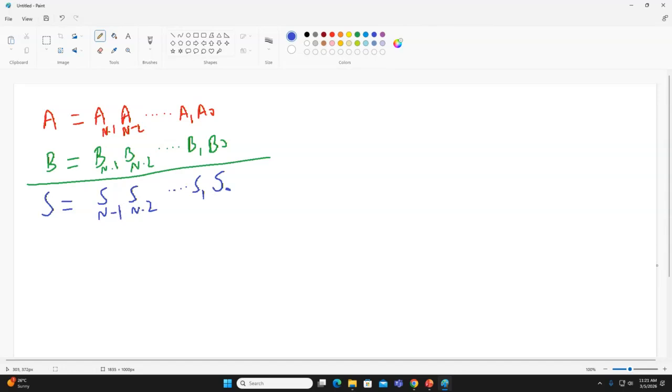When we want to add these numbers, can you see here? Now let's assume that n is 3. Actually, let's assume n is now 4.